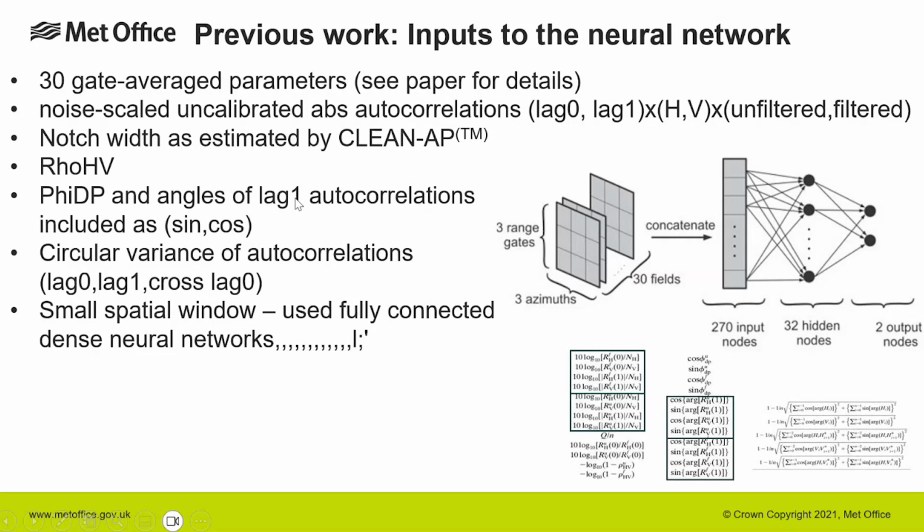We use sine and cos to feed them into the neural network, and the reason is because it wraps around at 2 pi or plus or minus pi depending, and you really don't want that to cause a problem in the input. So it's nice to have sine and cos, which don't have this wrapping around problem. And we also used circular variants of the autocorrelations.